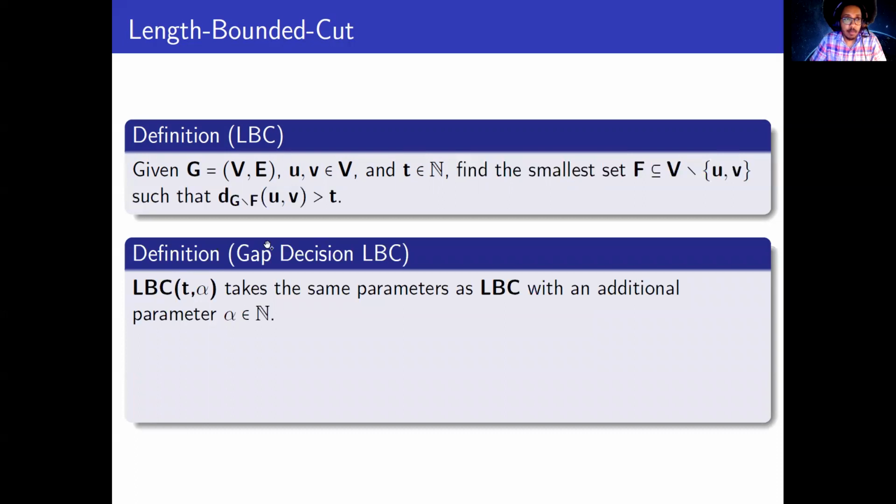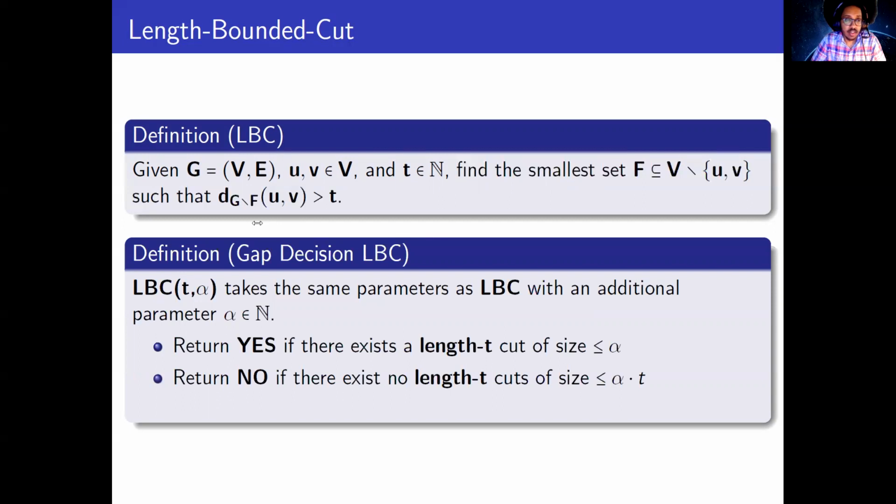This gap decision problem takes in the same parameters as LBC plus a new parameter alpha, a natural number. It returns yes if there exists a length t cut of size less than or equal to alpha, and it returns no if there exists no length t cuts of size less than or equal to alpha. This is essentially a t approximation for LBC. And in the case where we have the smallest length t cut falling in between alpha and alpha t, we are allowed to return either yes or no.